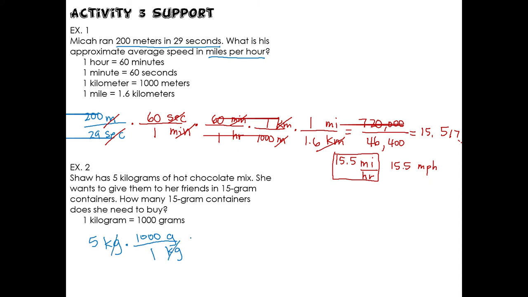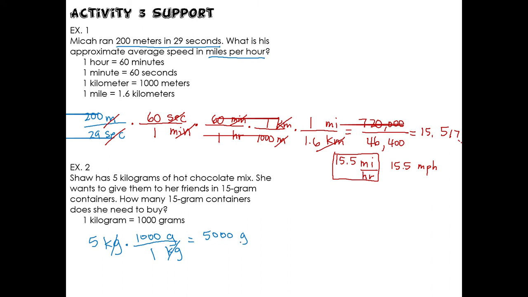Kilograms cancel out, and then I'm just going to multiply straight across. And you're like, oh, 5,000. And a lot of you were like, Miss Lee, we could have just done that in my head. And yeah, you could have. I just want to show you that it does work this way too, just so that you know. But this is not our answer.